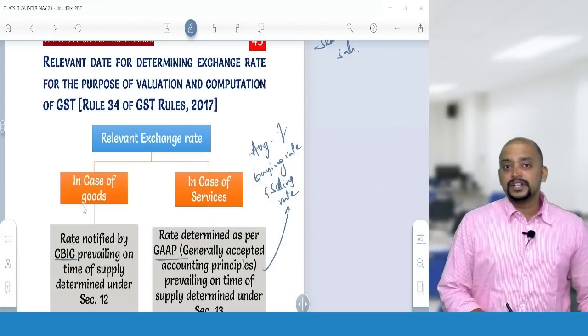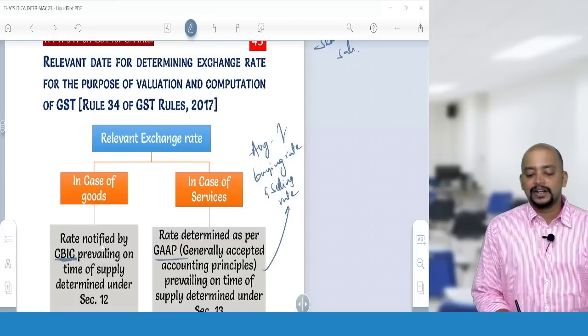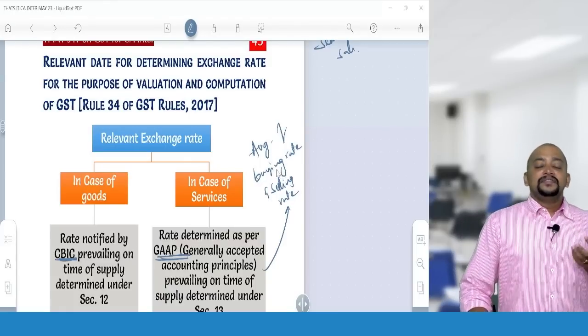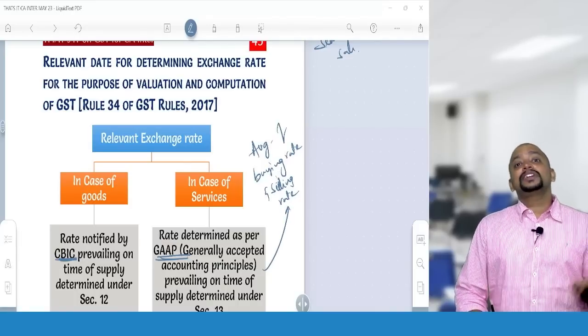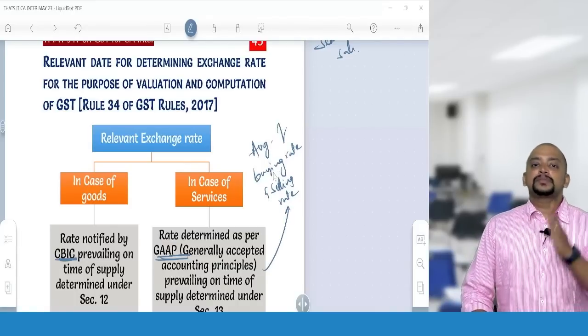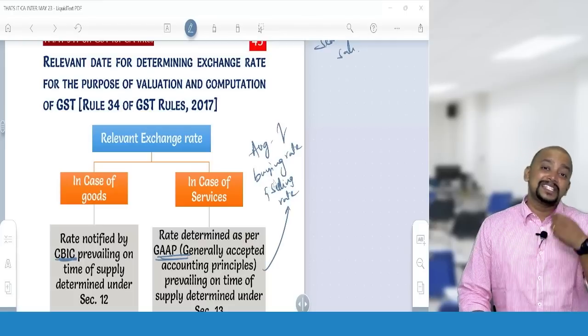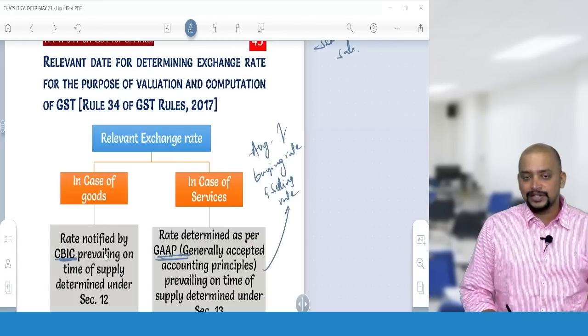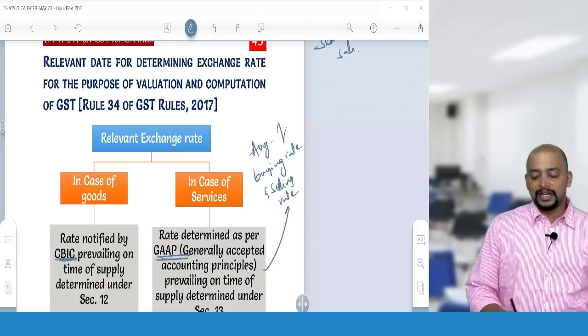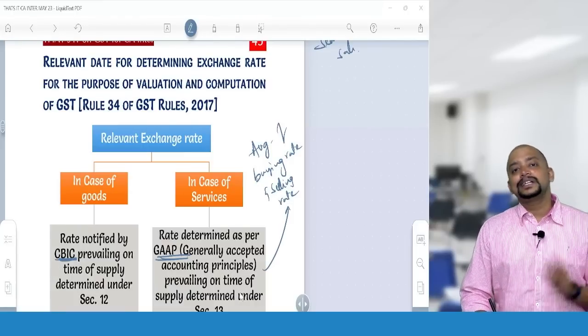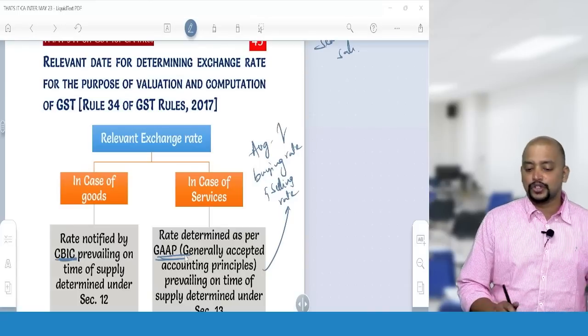Suppose it is goods, we need to take the CBIC notified rate. Suppose it is services, we need to take the GAAP rate, the average of the buying rate and selling rate. And which date do we need to take? The time of supply. First we need to determine the time of supply for the transaction, and on that date, whatever is the exchange rate should be taken in case of goods, that is the CBIC notified rate. Whereas in case of services, first we determine the time of supply, and on that date whatever is the GAAP rate should be taken.